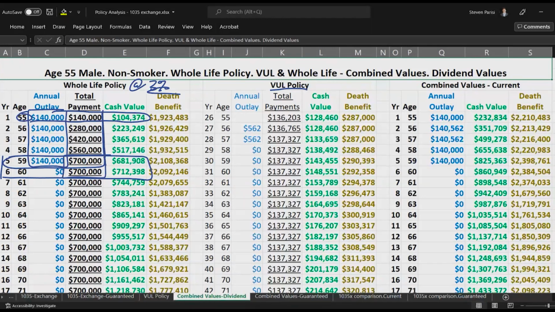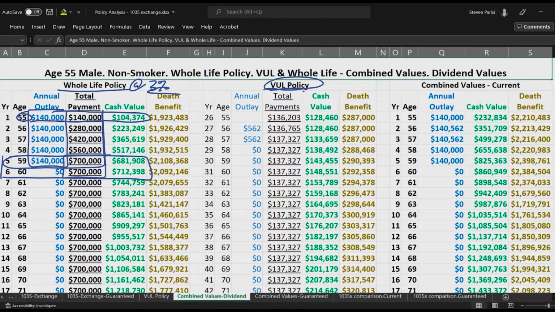So remember, the purpose of this video that we're shooting right now is what? 1035 exchange analysis. When we're looking at a 1035 exchange, first we want to see what's the current plan. And when I say current plan, here's what he is going to do.